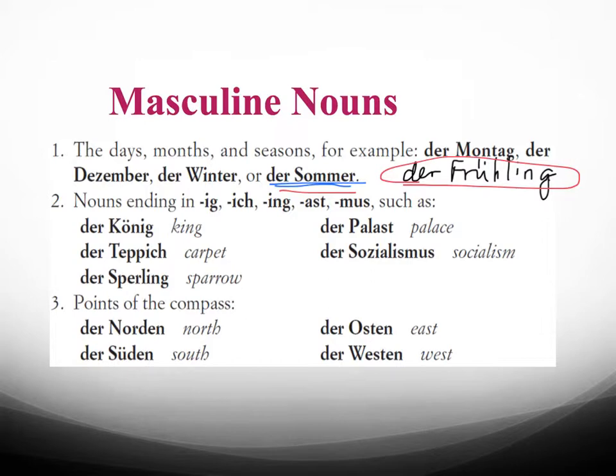We also see that nouns ending in these suffixes, I'll just say one, the second of these, der Teppich, which means the carpet or rug, der Sozialismus, for the English counterpart of ISM. So if you have, for example, Kommunismus, this ismus is going to be recognizable in many of your readings, I believe, as you go on. Finally, the points of the compass.